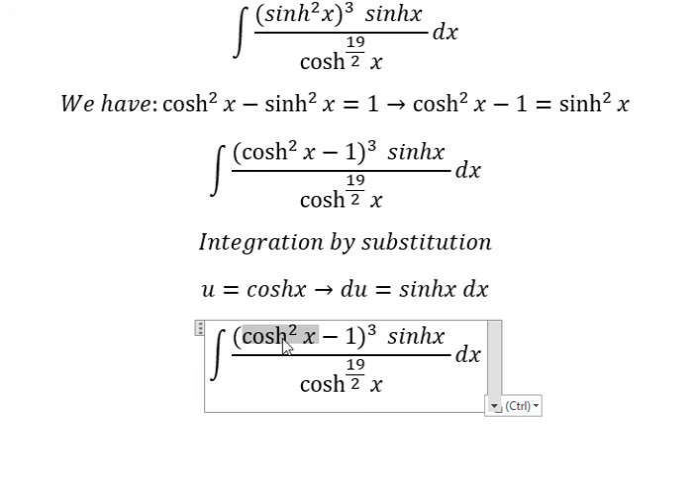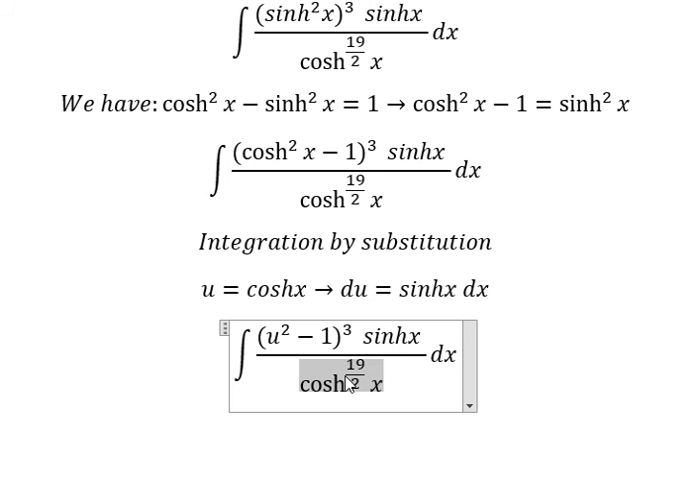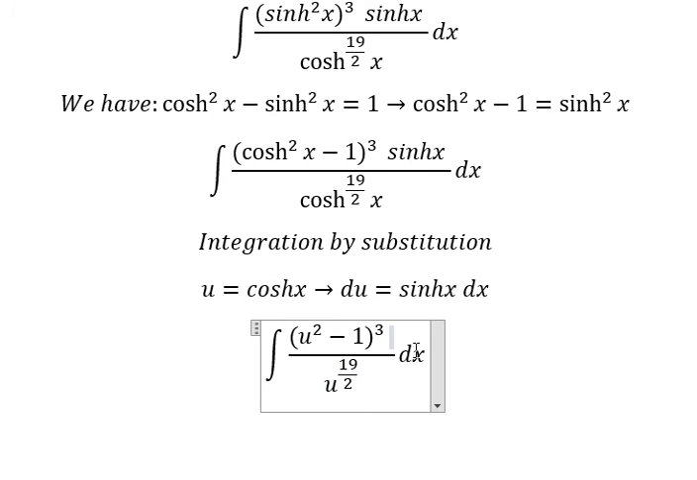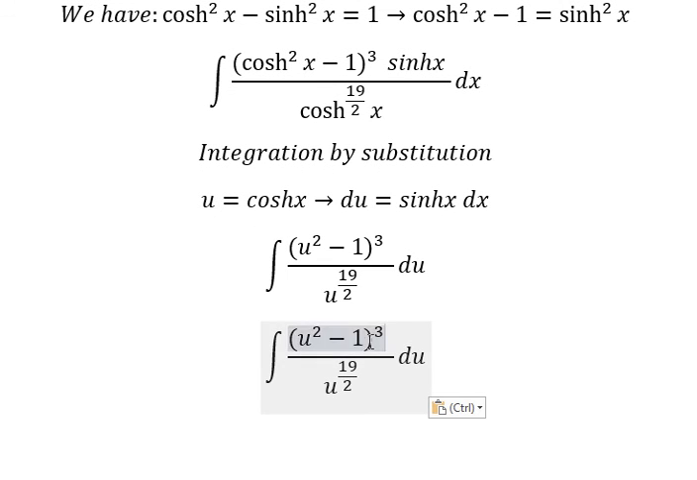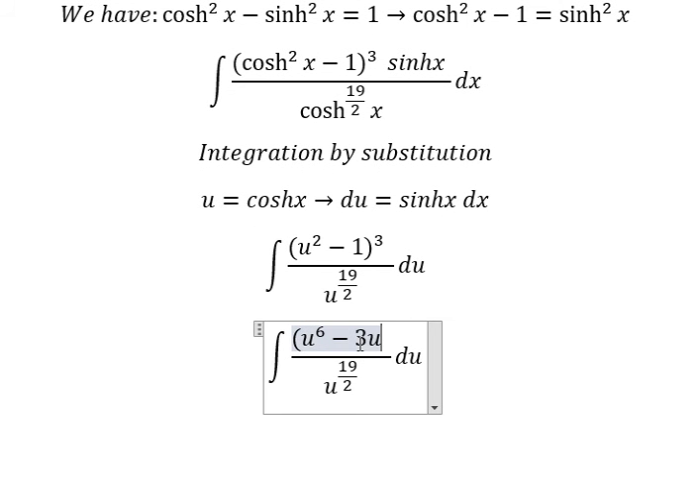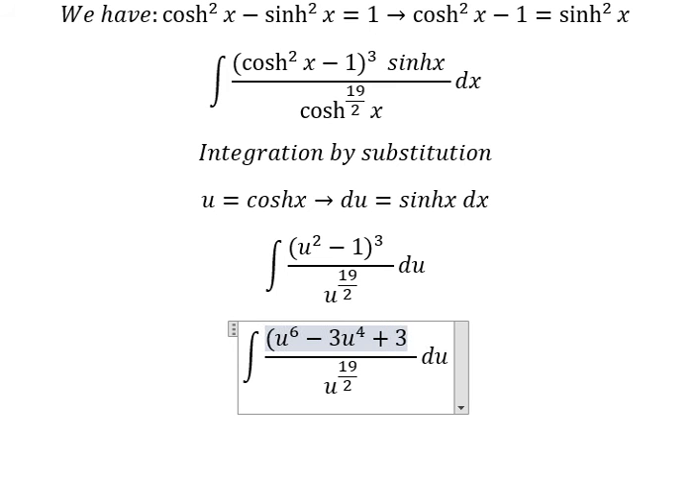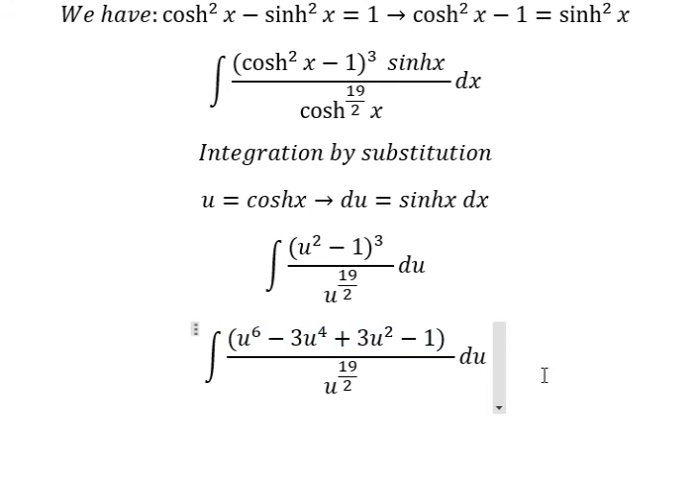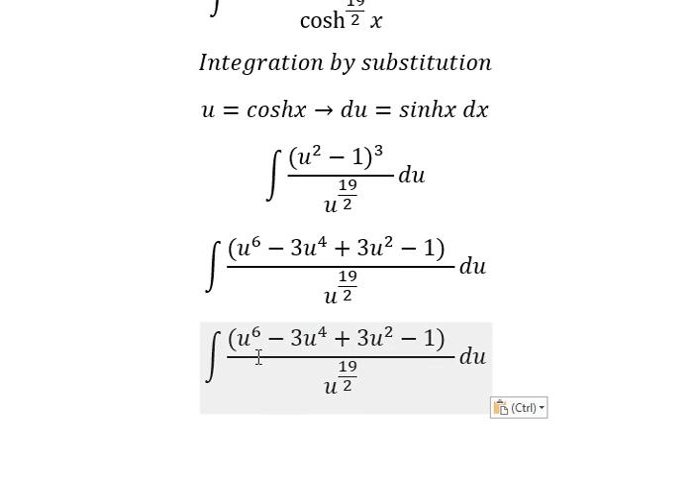This one we change by u. This one we change by u to the power of 19 over 2. Sin s ds we change by du. Next, we need to expand this one. Next, this one divide by this one divide by this one, and so on in here.